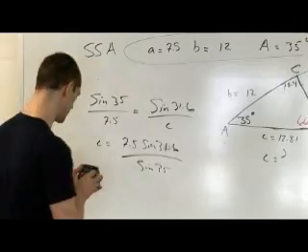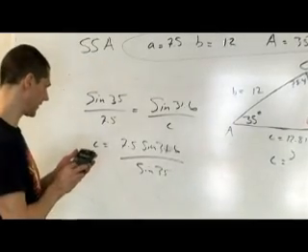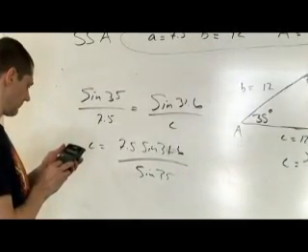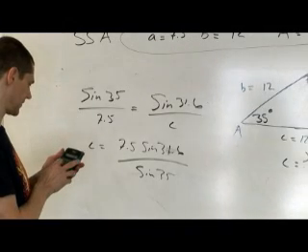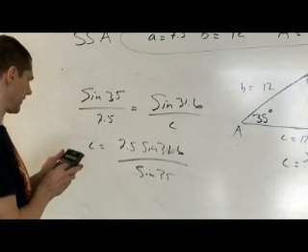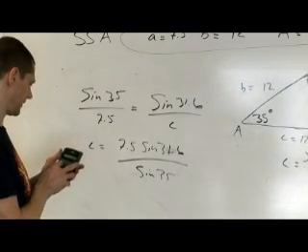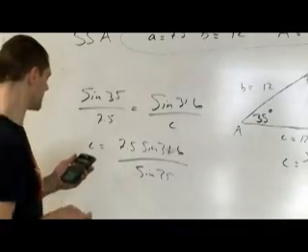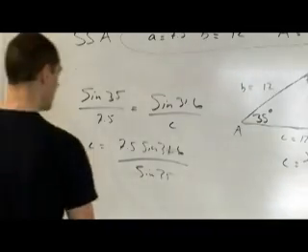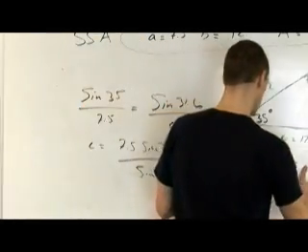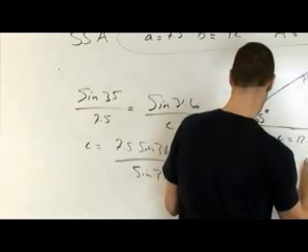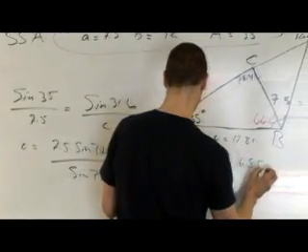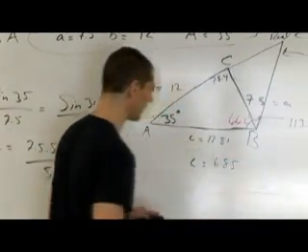Let's see what this is. This is 7.5 times sine of 31.6 divided by sine of 35. This says it is 6.851. I'm just going to call it 6.85. Right?